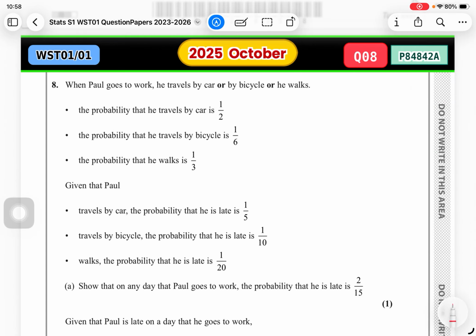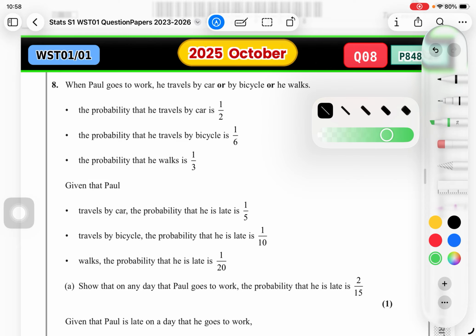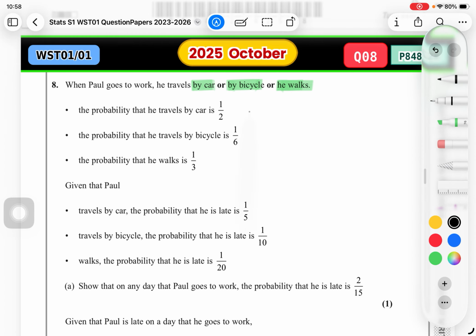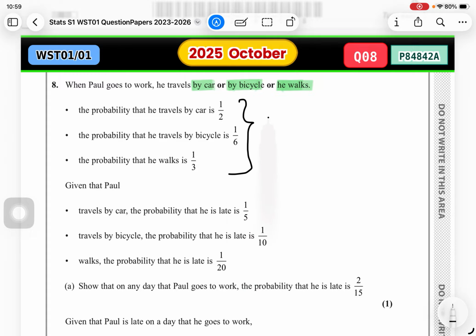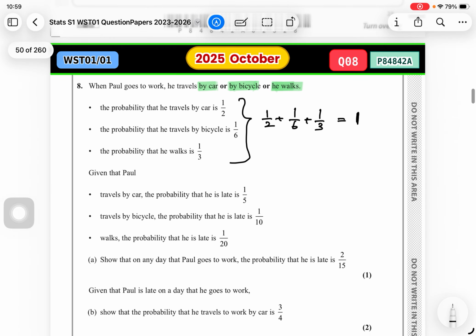So let's start with the 2025 October question number 8. In question number 8, we can see they're talking about 3 different ways of going to work, but we know he goes either by car, by bicycle, or on foot. The special thing to notice is that if you add all these 3 probabilities, which is 1/2 plus 1/6 plus 1/3, you get 1. That means he will go to work by one of these 3 options, and there is no other option.